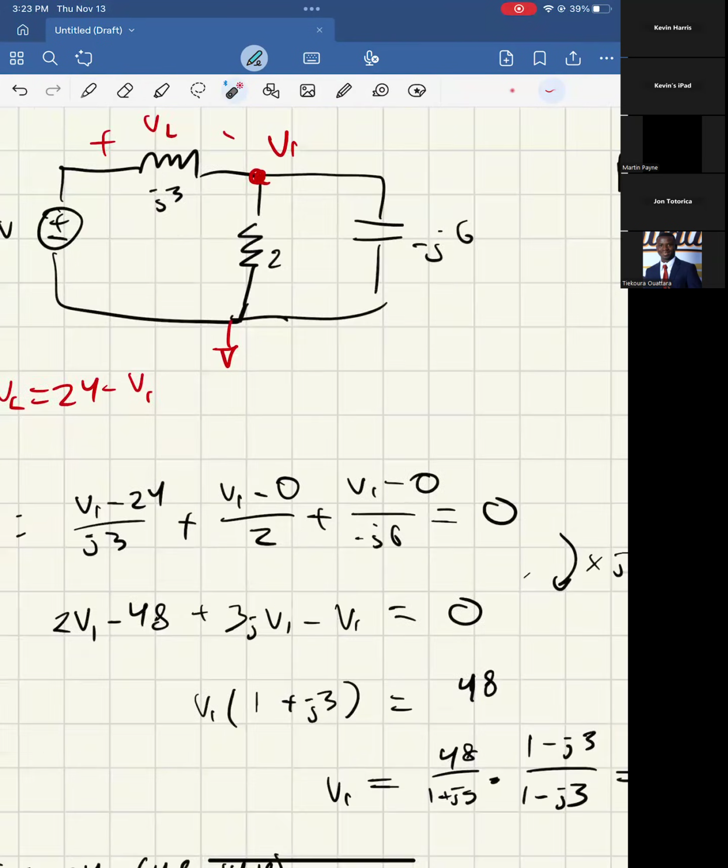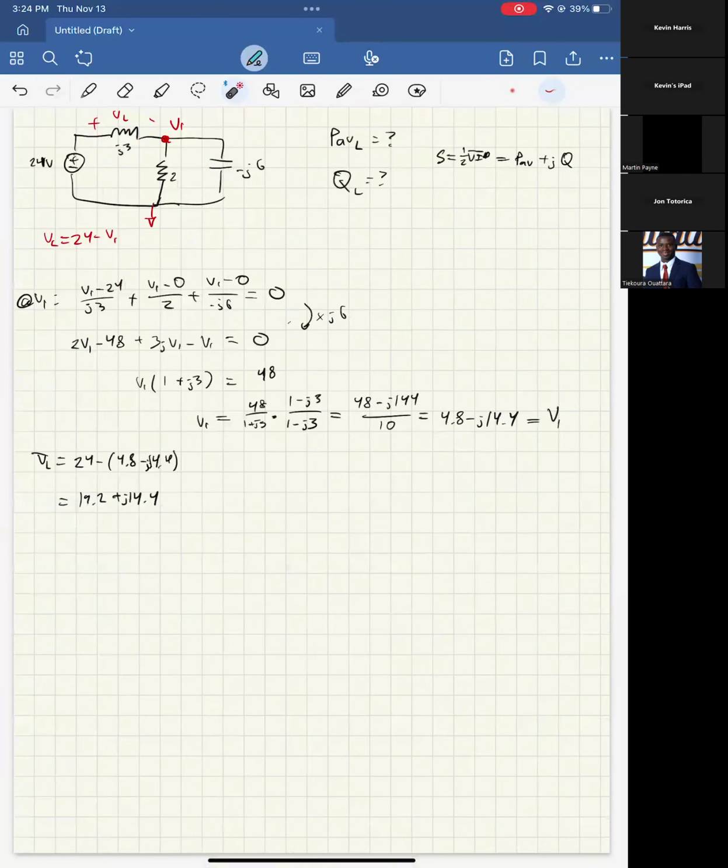Or if you wanted to, you could find the current here and the current here, and then you know that this plus this has to equal that. And you can find this by just doing V1 over 2 plus V1 over negative J6. There's many ways you could do it. However, the most straightforward way is definitely just we have VL and we have the resistor, or the equivalent resistor. So we can just use that equation we had earlier.